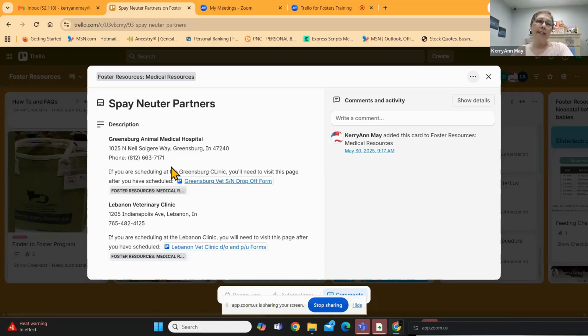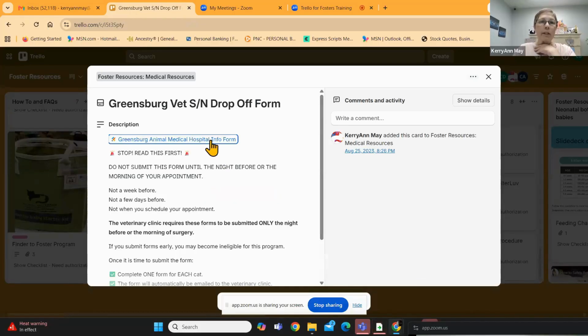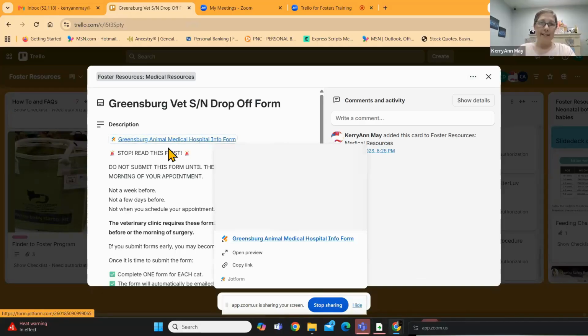And then for each clinic, I'm going to focus on Greensburg because that's where we take most of the adoptable cats. There is a form that you have to fill out. So let's say that you've scheduled it for July 9th. And the cats are already registered with the vet clinic for their appointment. Well, they still have a form that they want us to fill out the night before, the morning of, and that form will link to this card.